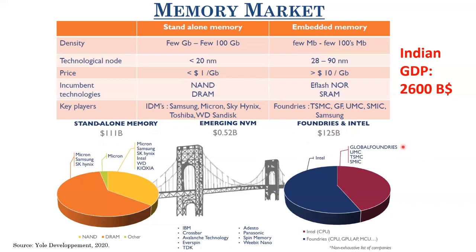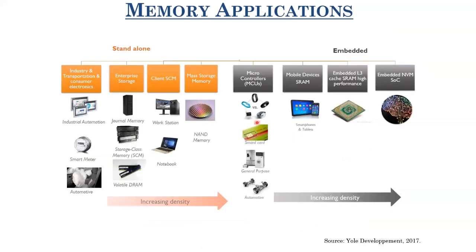Now let us see where these embedded memories and standalone memories are used, or what are the typical consumers, the companies that look for the standalone memory market and the embedded memory market. I mean, who are the users? Let us look at the applications of the different types of memories. Standalone memories are mostly used for industry, transportation or automobile, and consumer electronics.